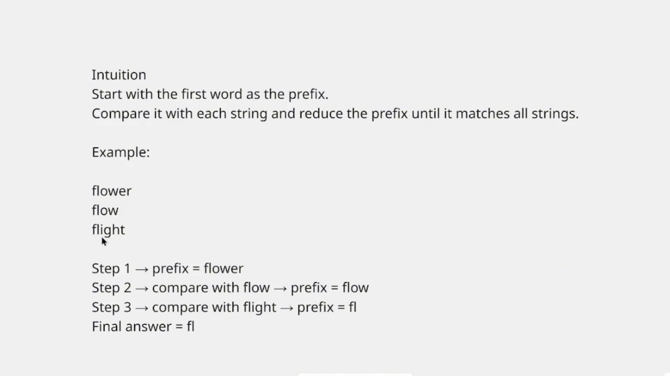Comparing it to the third string, we get FLIGHT. So the third character is changed, right? So we just take the FL here, and our final answer will be FL. So by comparing each and every string with another string, we reduce the characters which are not common in both strings. So the common string will be taken and we'll just print that.